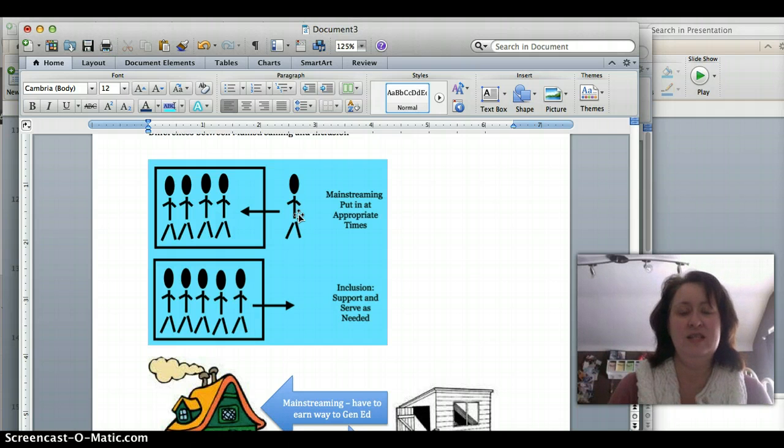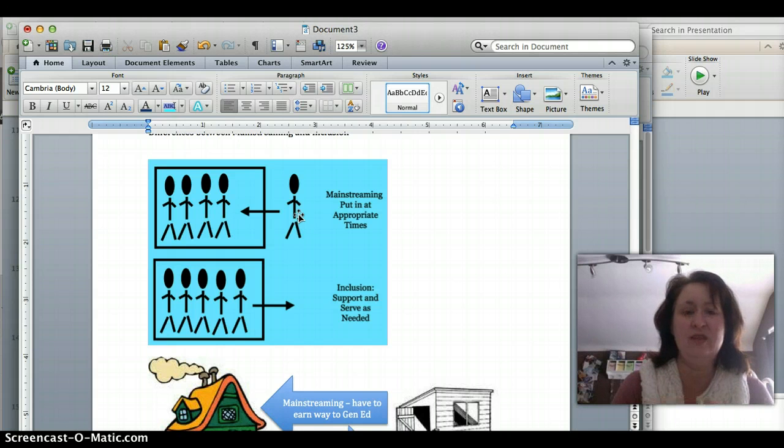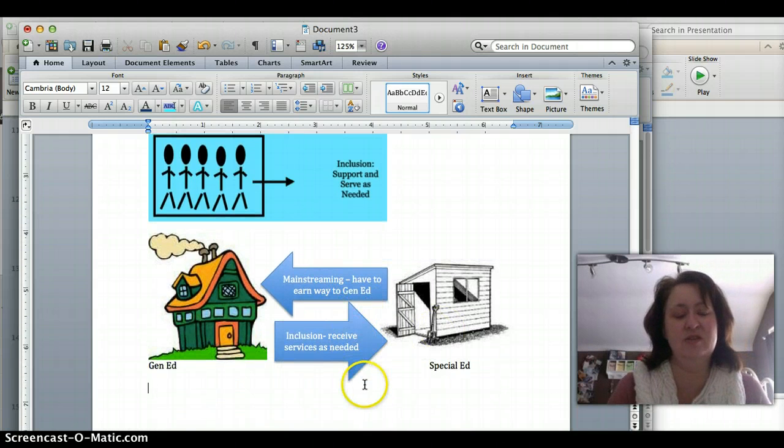Inclusion says I'm already a part. I'm going to get the help I need, and if the help I need also means a quiet environment for part of my day, then that's part of my inclusion strategy. Inclusion is all about I'm here in the beginning, and mainstreaming is about I'm out here and I'm going to be allowed in sometimes. So inclusion, I'm in; mainstreaming, I'm out, and sometimes you get to knock on the door to get in. This was how it was first explained to me, and I think this image has always helped me understand it.